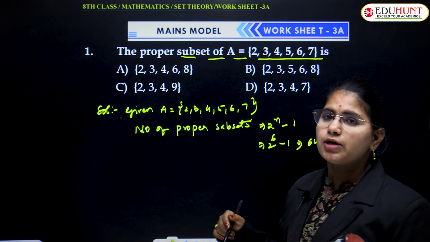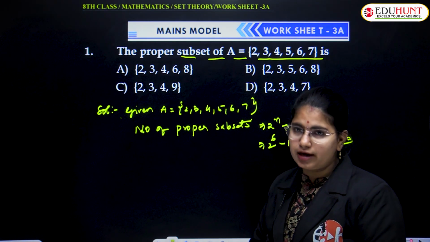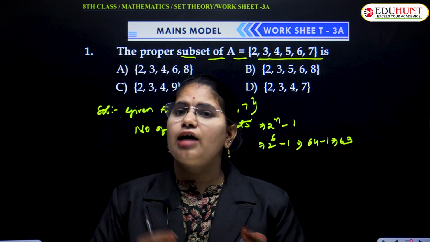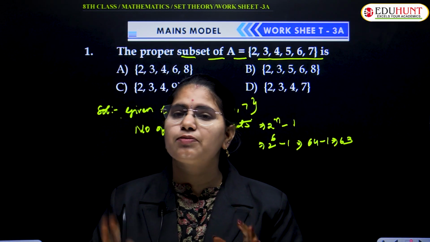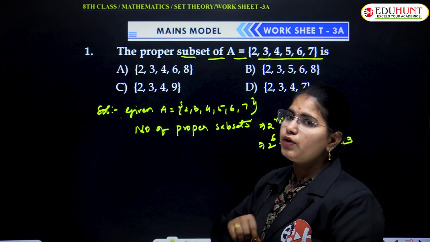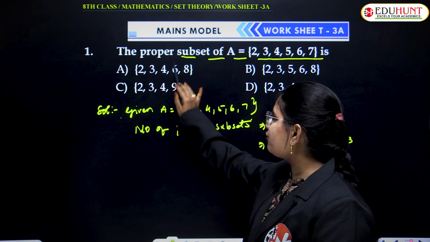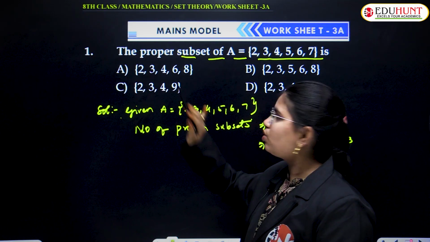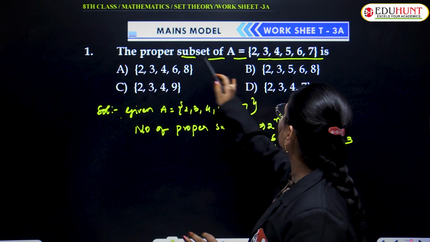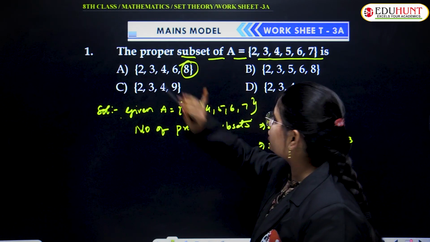In order to be a proper subset, it should not become the same set again. The given set should not be repeated, that is the definition of a proper subset. Let us go with option verification. The first one is {2, 3, 4, 6, 8}. You have to check that all elements are in set A. 2 is there, 3 is there, 4 is there, 6 is there, but 8 is not there.